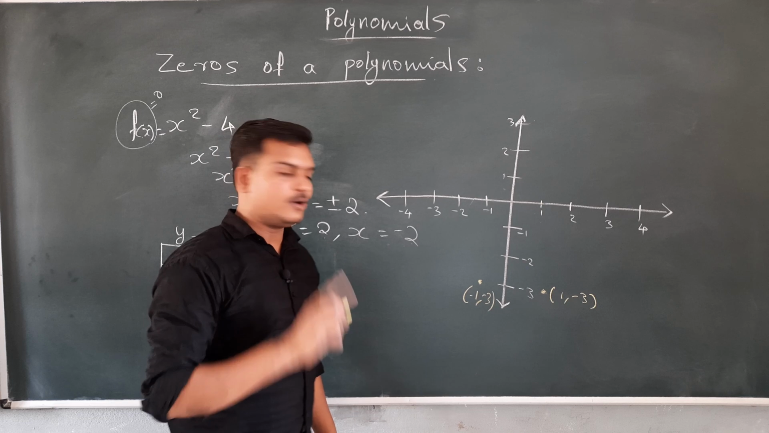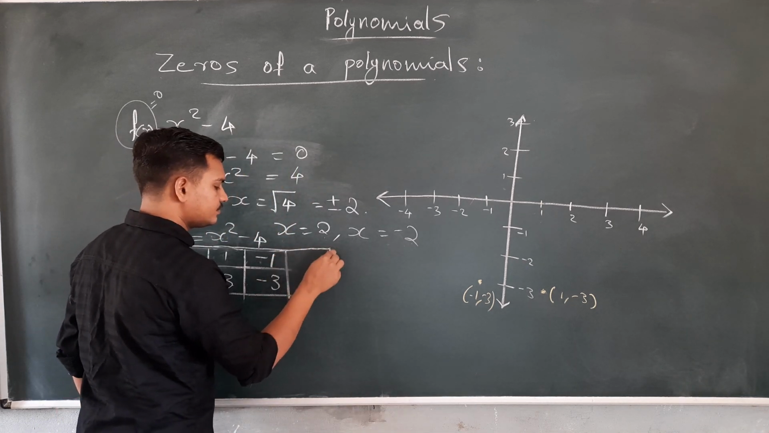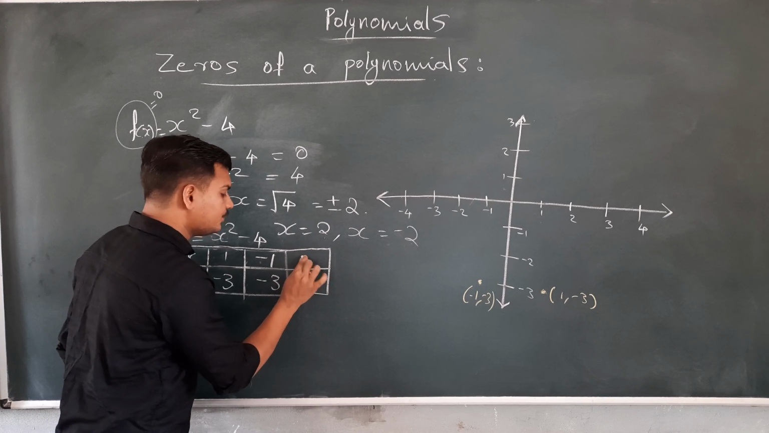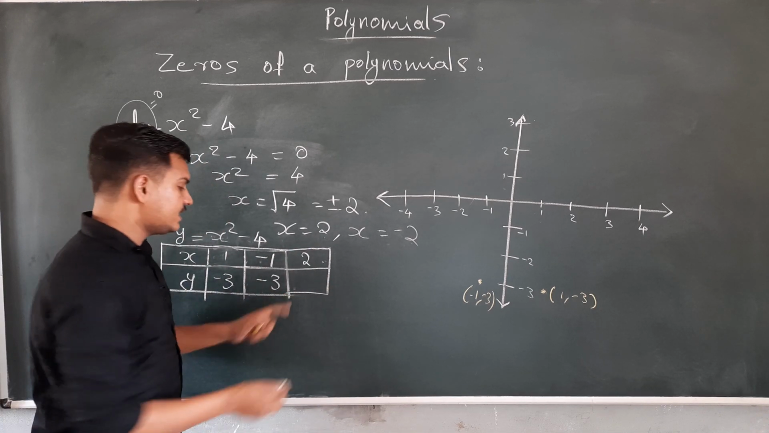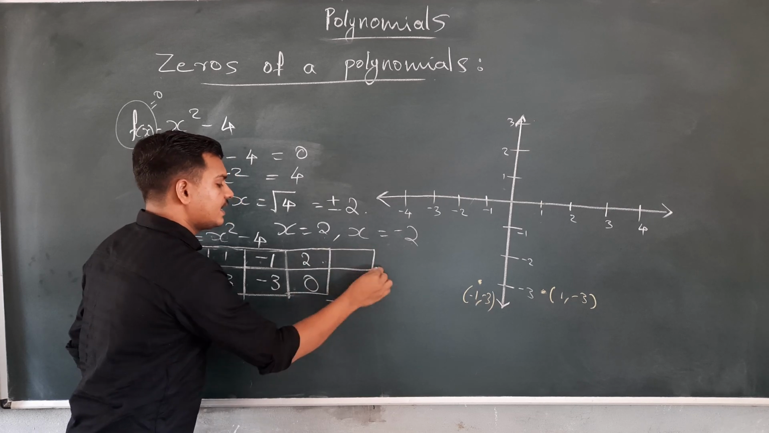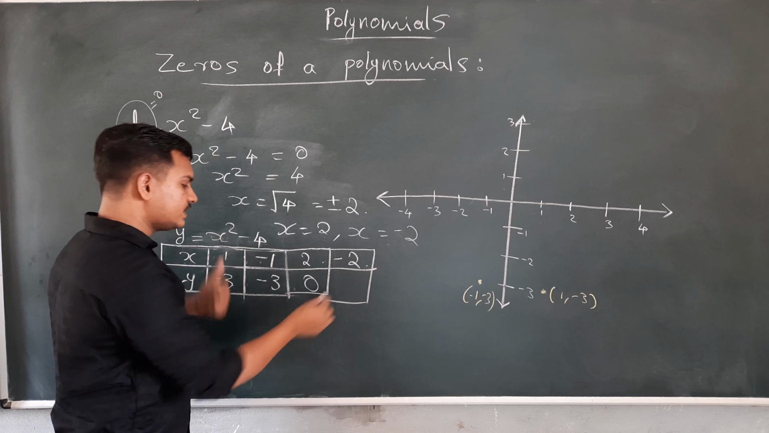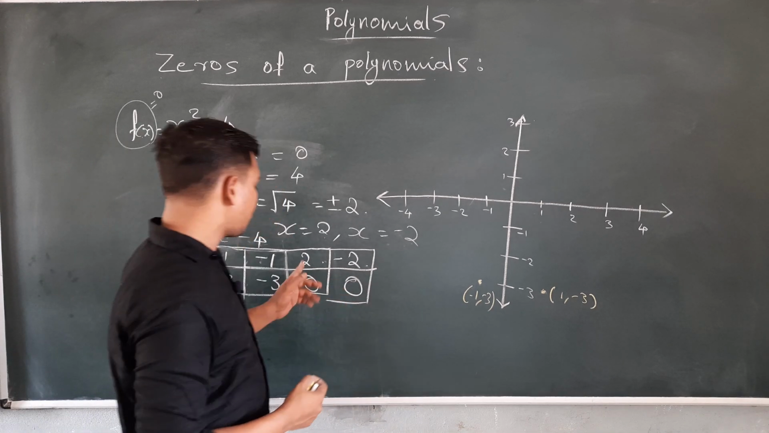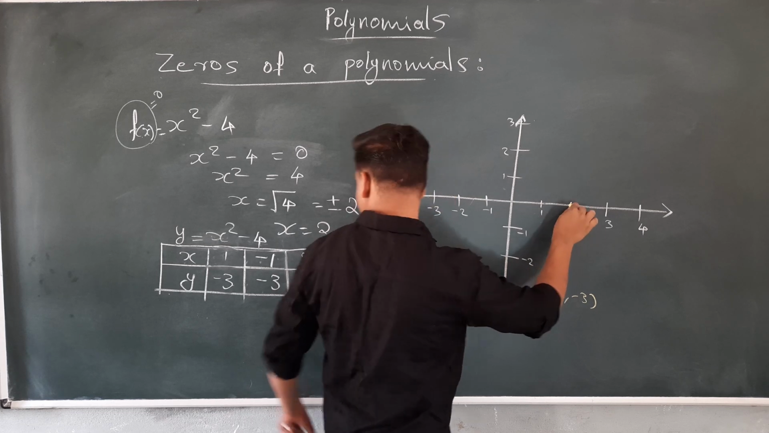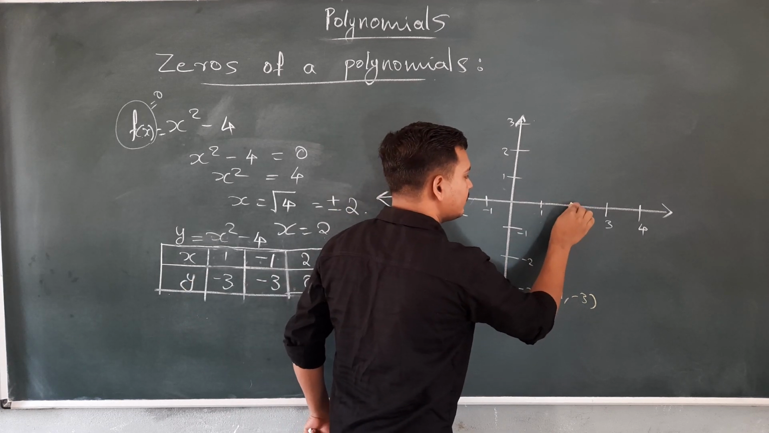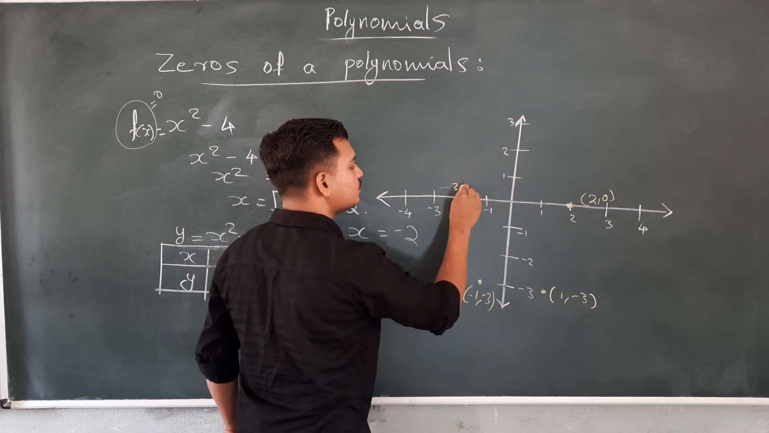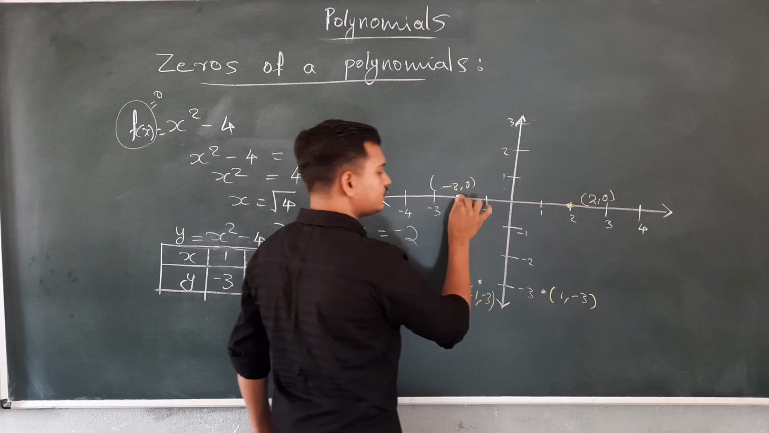Okay, let me consider one more point here. That is x is 2, at that time y value is coming, just put 2 square, 4 minus 4, that is 0. If x is minus 2, at that moment this is again 0. So let's consider these 2 points. x is 2 and y is 0. So this is the point, that means 2 comma 0. Similarly, this is minus 2 comma 0. So you got 2 more points here.